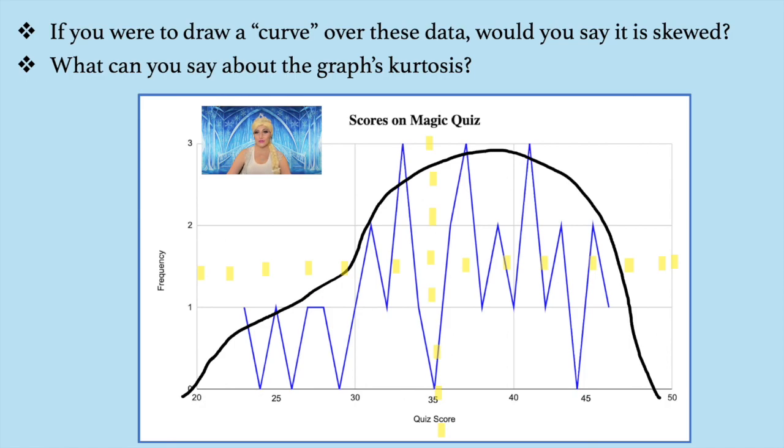So if the scores are pretty symmetrical on top and bottom, we call that mesokurtic, suggesting that it is not platykurtic. Most of the scores are not low. It is not leptokurtic. We don't have super high peaks. We would say that this is mesokurtic because the scores are distributed evenly above and below the kurtosis line.